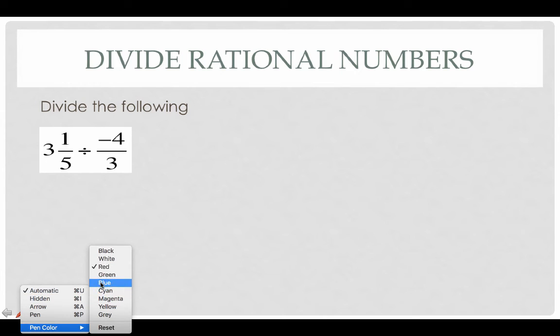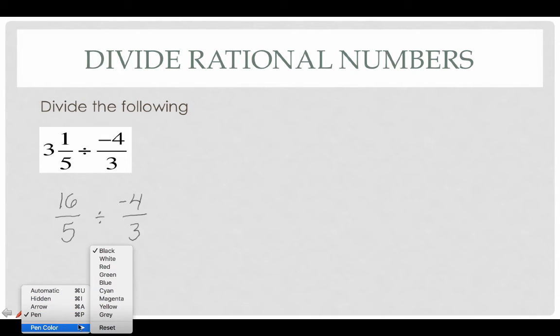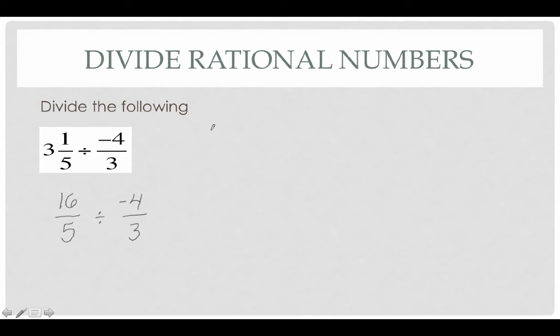Let's rewrite it as an improper fraction. So that's 16/5 divided by -4/3. Now, since multiplication is easier, let's change it into a multiplication problem. So this becomes 16/5 multiplied by -3/4.